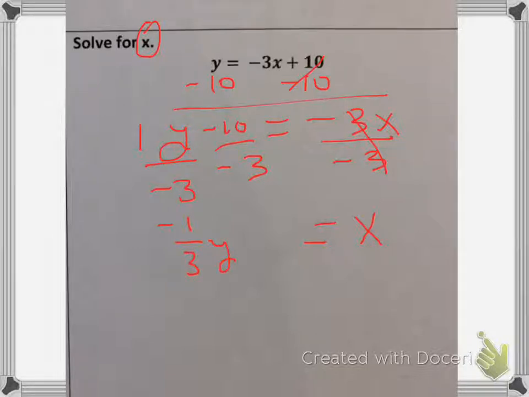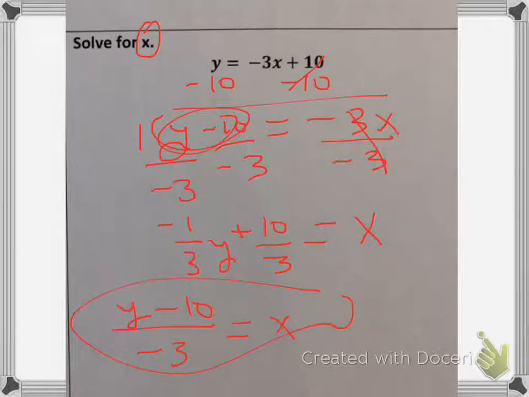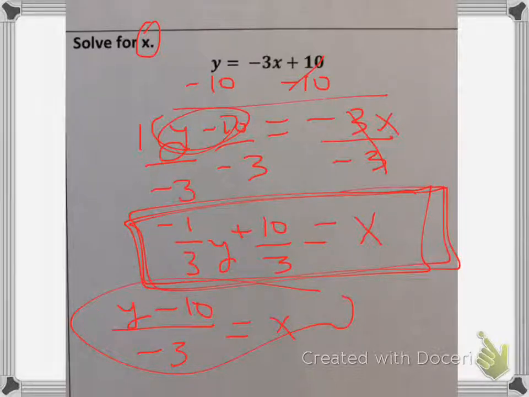And then negative 10 over negative 3 would change to a positive 10 over 3. Now, I always get the question, they're like, Mrs. Clark, couldn't I just leave it as y minus 10 coming from right here, divided by negative 3 equals x? You could leave it like that, but most of the time, in order to graph it and stuff, it needs to be left in this form. So I would rather see it written out that way because it's going to help you in your future.